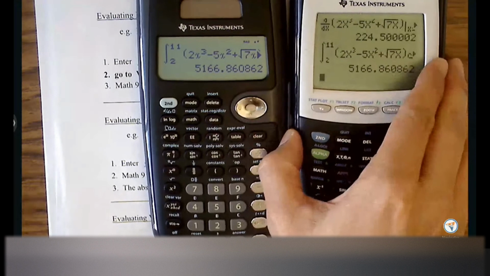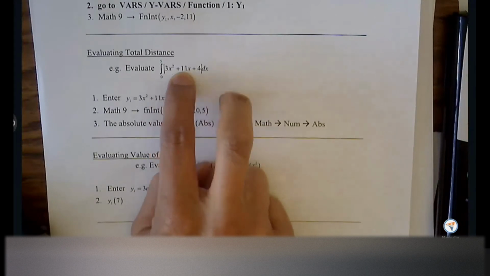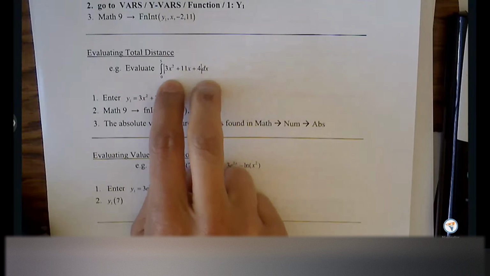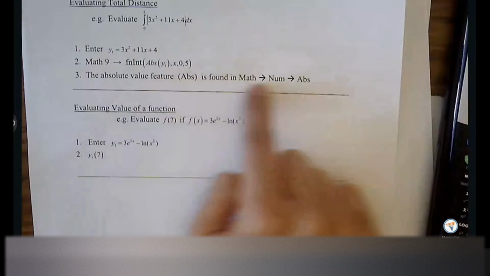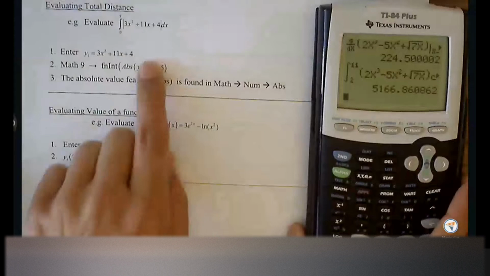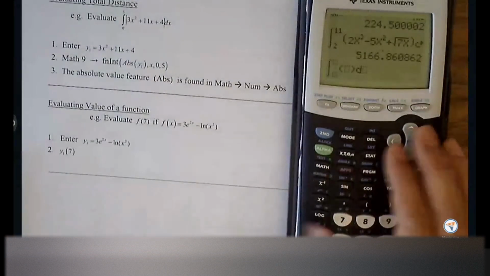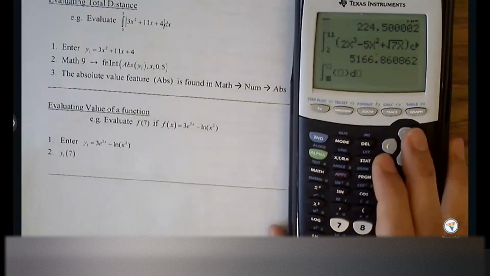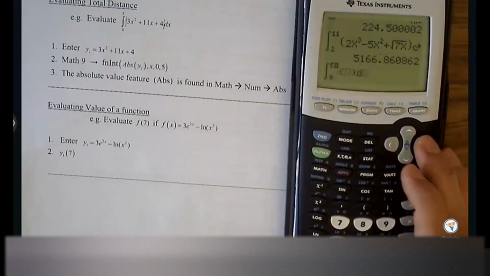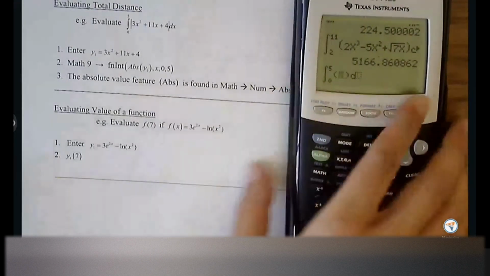Anybody have trouble getting to certain buttons? Okay, last thing I want to show you is we can also do absolute value. We'll put absolute value around our expression so we can find the total distance. So we're still going to go to math 9, but to find that absolute value, you're going to go to math, number, ABS. So let me show you what that looks like. I'm going to do math 9, from lower bound 0 to 5. But before I enter my function, I'm going to select that absolute value feature.